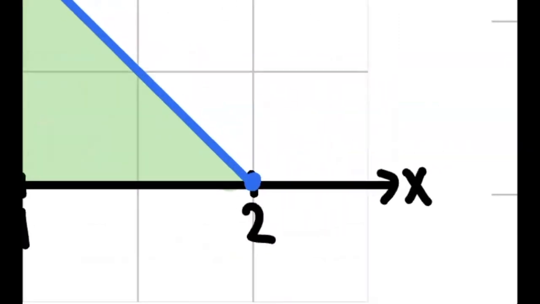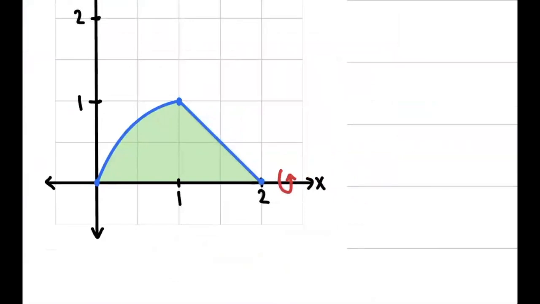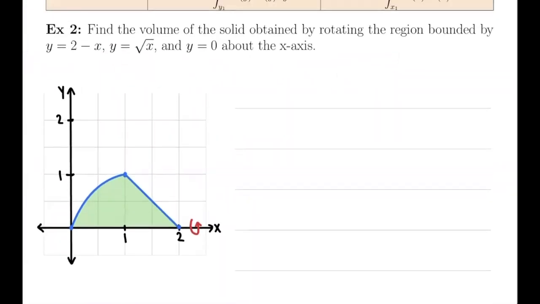And then we're rotating this region about the x-axis. What method do you think we should use, guys? I'm going to assume that because we're doing a video on shells, we should do shells. Yes. Shell method. That's a good idea.